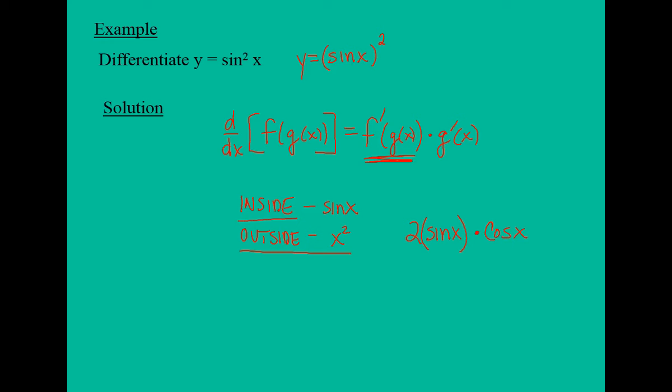So we have our derivative of the sine of x squared, and just like when we looked at it using the other technique, we said 2 sine of x cosine of x. An identity is the sine of 2x. We get the same result.